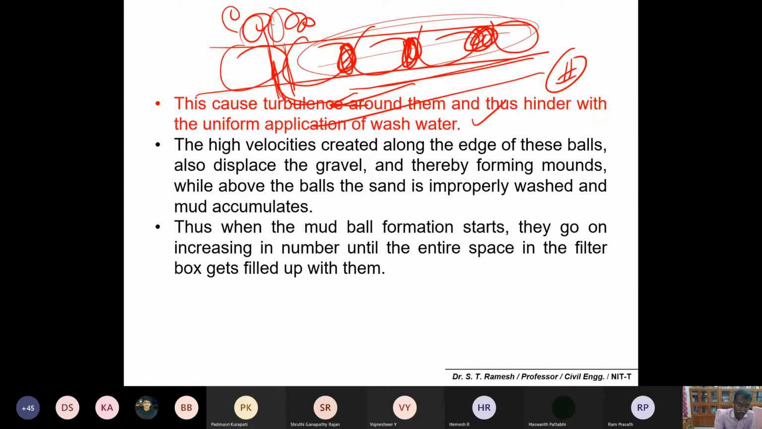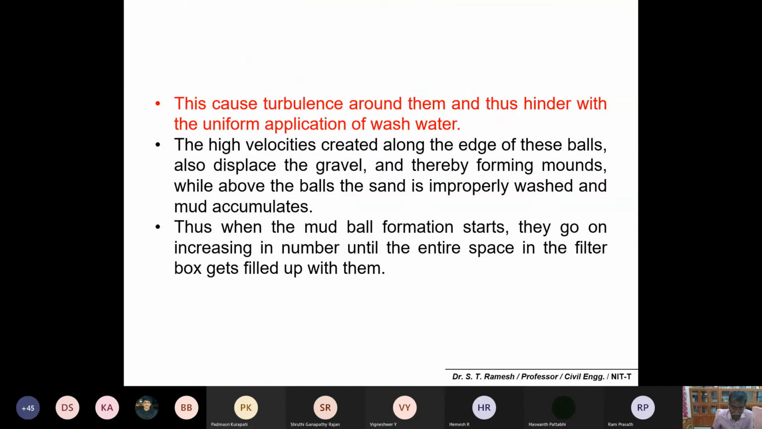Displacement of gravel sometimes forms mounds, while above the balls the sand is improperly washed and mud accumulates. And when the mud ball formation starts, they go on increasing in number until the entire space in the filter gets filled up with mud balls. Please make a note of. It will also unnecessarily create a lot of problems in cleaning or backwashing of the filter.